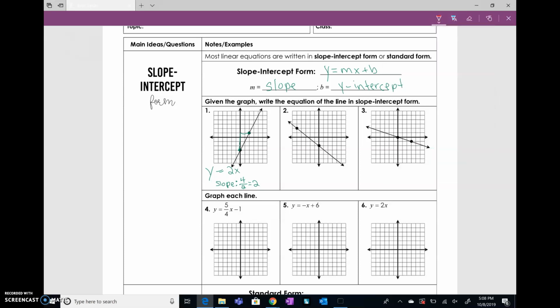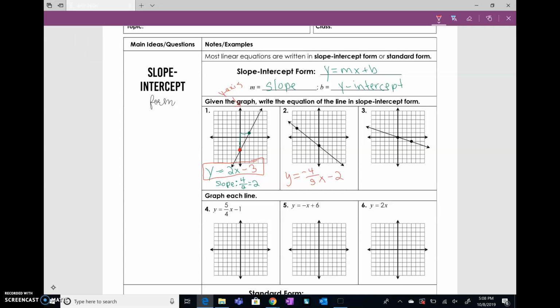And then the y-intercept is where on the y-axis the line crosses. That's at -3, so you put a -3. So this is the slope-intercept form of that line. I'm going to have you do 2, and that one is y = -4/5x - 2.